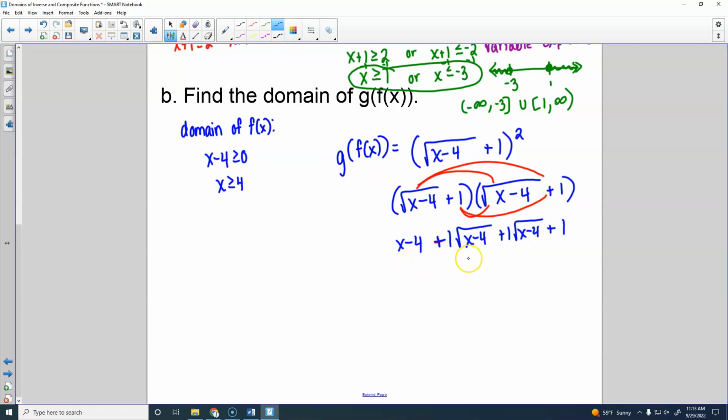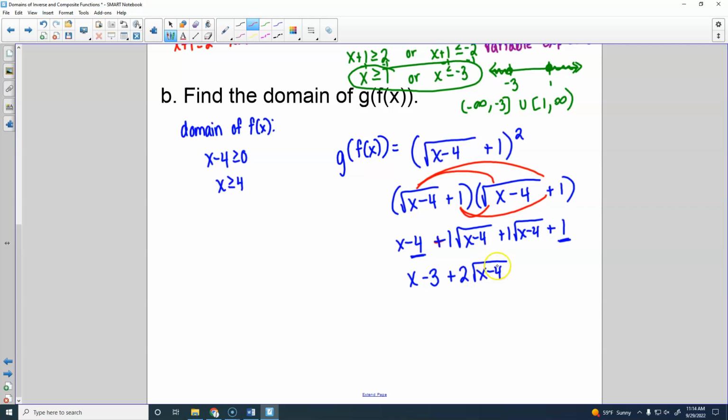So you would end up with x, that negative 4 and that 1 put together, so x minus 3. But these two square root of x minus 4s, you would just have to combine them. It'd be plus 2 times the square root of x minus 4. So the square root of x minus 4 would still be there, even if you expanded this out. It does not get rid of your square root. You don't necessarily have to do that work to show it, but you need to know that it will not get rid of the square root.